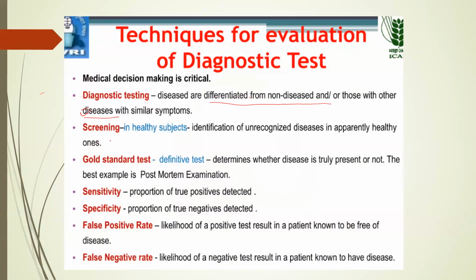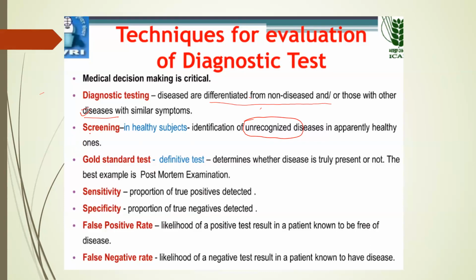Okay. And what is a screening test? Screening test is basically to pick up diseased people amongst a healthy population. That is, it is basically an incidental finding. It's used to identify unrecognized diseases. Okay, so basically screening is to identify unrecognized diseases or to pick up the disease in a normal healthy population.